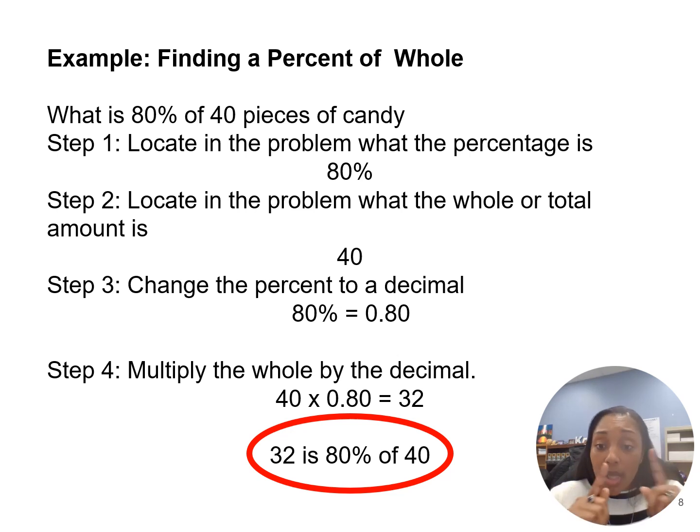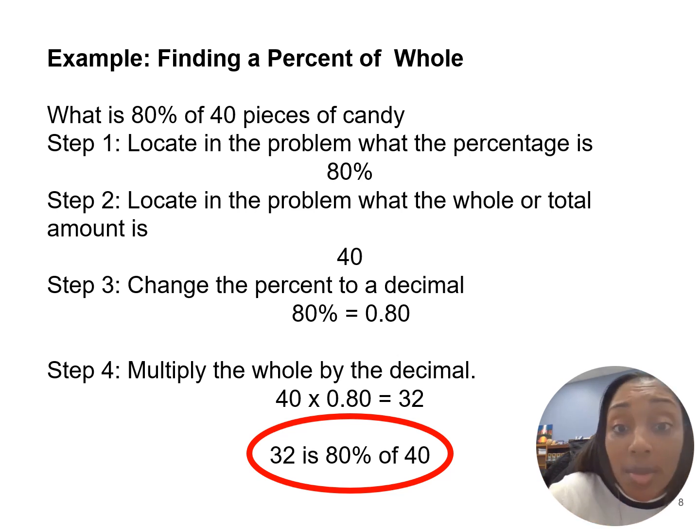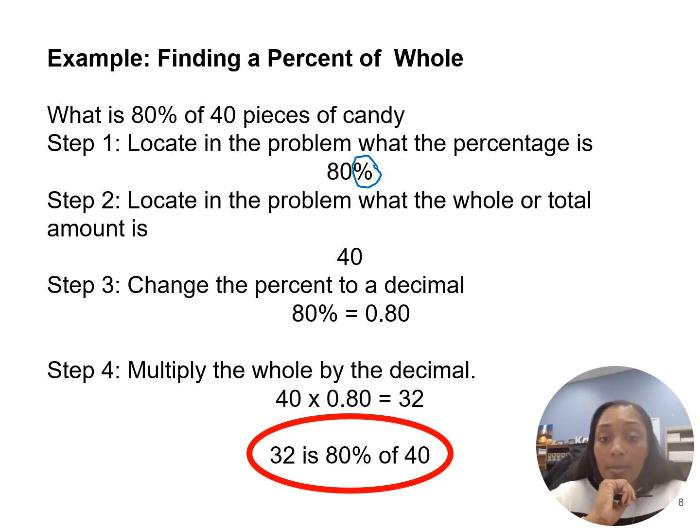So the process is, the first step is you want to locate in the problem what is the percentage. And the way you locate a percentage is by the percent sign. And the percent sign is this nice little symbol right here. So once you see that symbol, know that you are dealing with a percentage. So this is 80%. So that's my percentage. Then you want to locate in the problem, what is the whole or the total amount? So the total amount is 40. There's 40 pieces of candy in my bag.